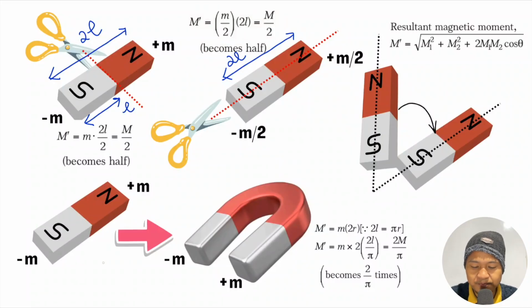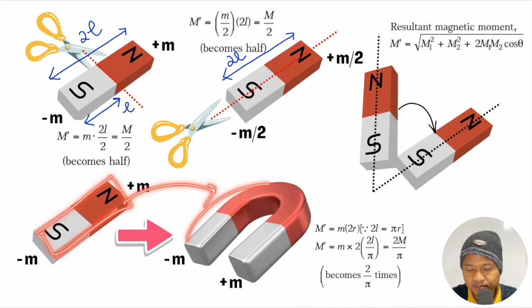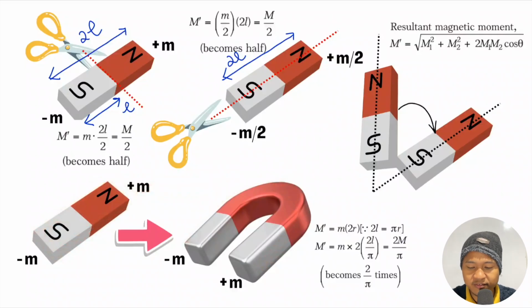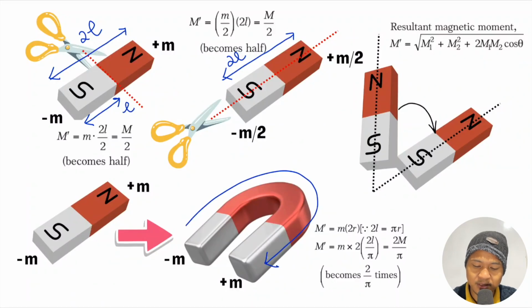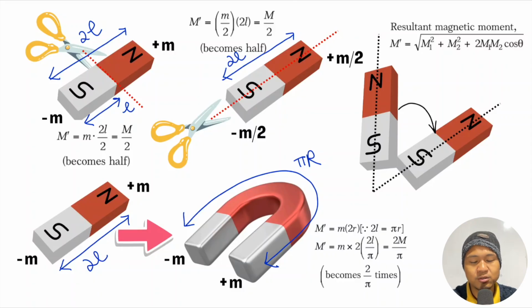Okay, now this bar magnet, if you bend it in the form of a semicircle, let's say a half circle magnet, what is the distance? The length of the semicircle is pi into r, and this is basically 2l. So 2l is equal to pi into r. So r equals 2l by pi.